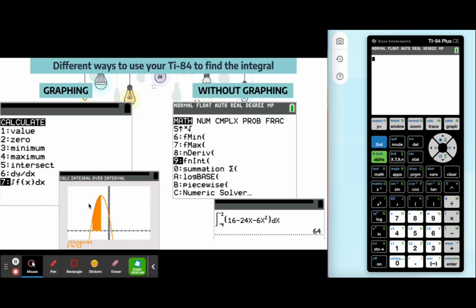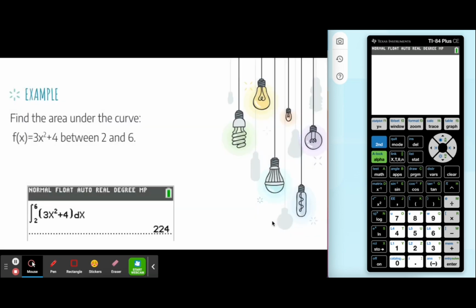And then we're going to choose whatever the a value and the b value is, and I'll show you how to do this. The second method to find the area under the curve is without graphing. So if you click on your math button on your calculator and you find the ninth option, which is fnInt, then you can right away put the integral from a to b, and then we have our function here. And I'll show you how to use both of these methods in our example.